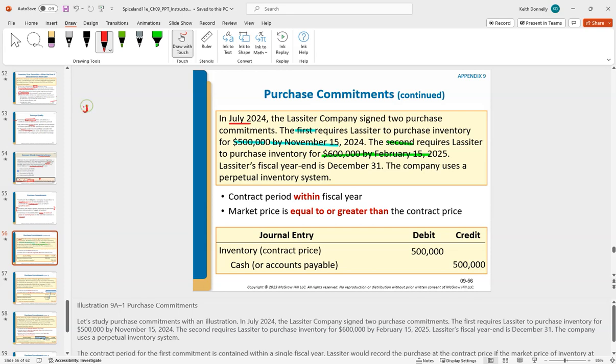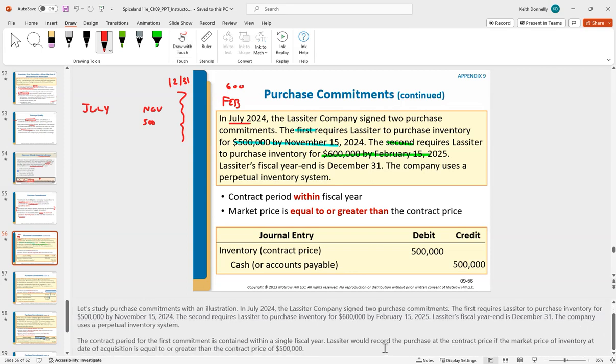Okay, so here we are in July. Let's say we have one in November where we say, hey, we'll pay $500 for that stuff. And then we have one in February where we agree to pay $600 for that stuff. So the question here becomes, our fiscal year end is 12/31. Let's study the purchase commitments. In July, they have two purchase agreements.